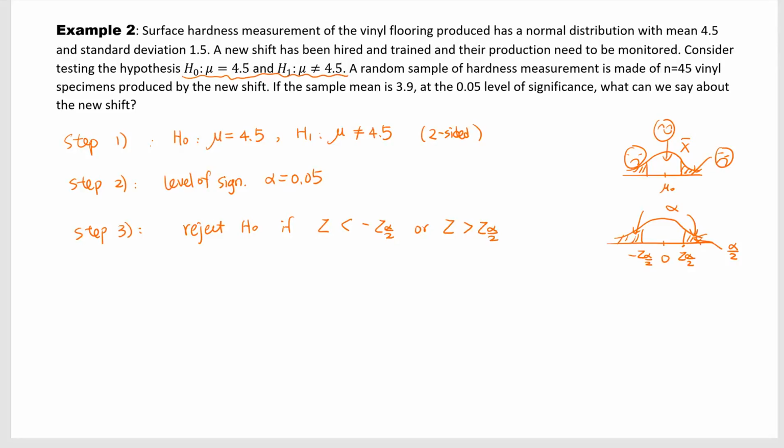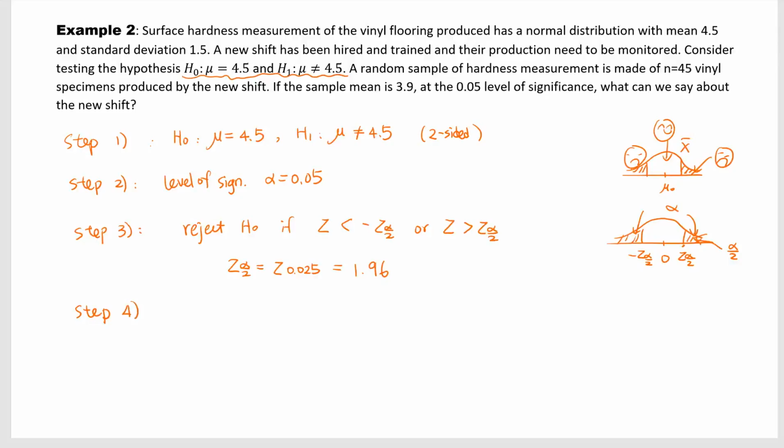So far, so good. And what's z alpha over 2? Well, alpha is 0.05, alpha over 2 is 0.025. And from our table, if you can remember, z 0.025 is 1.96. So far, so good. Okay, that is our criterion.